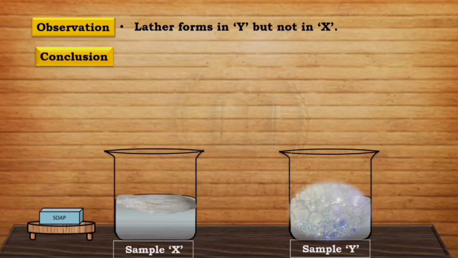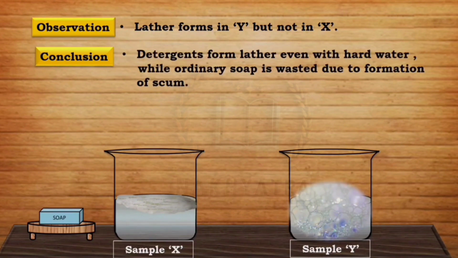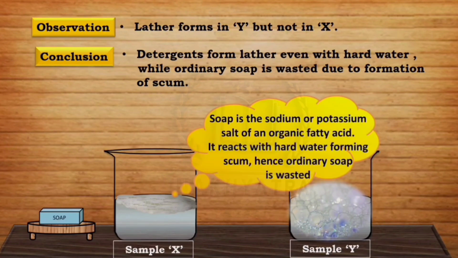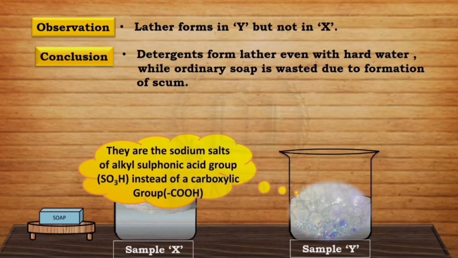So what can we conclude? We can conclude that detergents form lather even with hard water, while ordinary soap is wasted due to formation of scum. So for sample X, the soap is the sodium or potassium salt of an organic fatty acid. It reacts with the hard water forming scum, hence ordinary soap is wasted. Clear everyone? Have you got the reason? Now see for sample Y, detergents are the sodium salts of alkyl sulfonic acid, that is the SO3H group, instead of a carboxylic group, that is COOH.